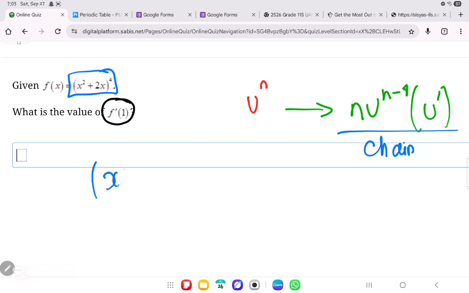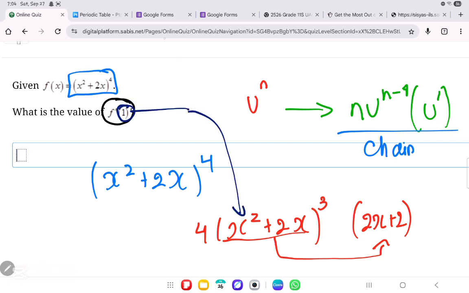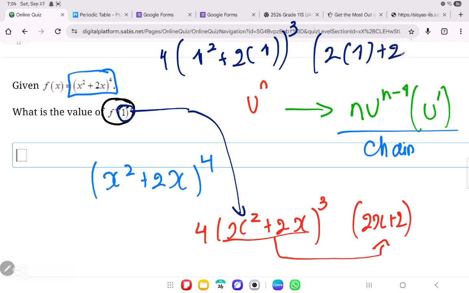It's going to be (x squared plus 2x) to the power of 4, right? Now, we need to treat it as if it were a normal derivation, so it would be 4 times (x squared plus 2x) to the power of 3, and now the only difference is that you multiply by the derivative of what is inside. So what's the derivative of what was inside? It's 2x plus 2. Perfect. Now, in this scenario, there's no need to expand and simplify. You will just substitute 1 instead of x. So it's going to be 4 times (1 squared plus 2 times 1) to the power of 3 times (2 times 1 plus 2).